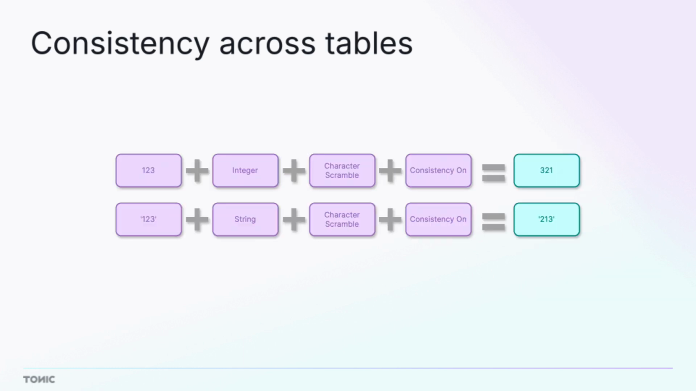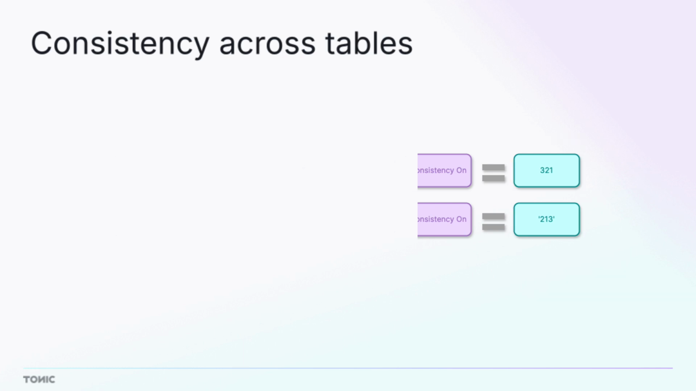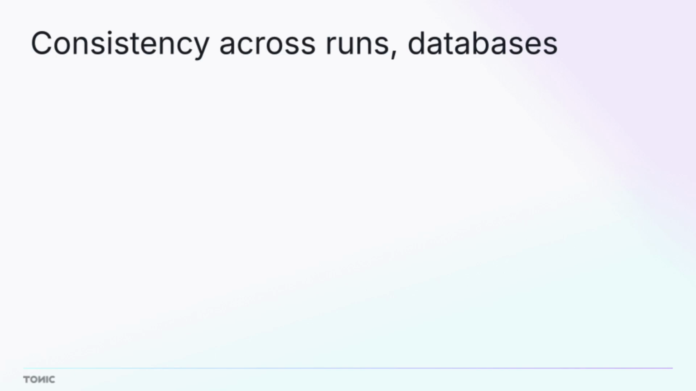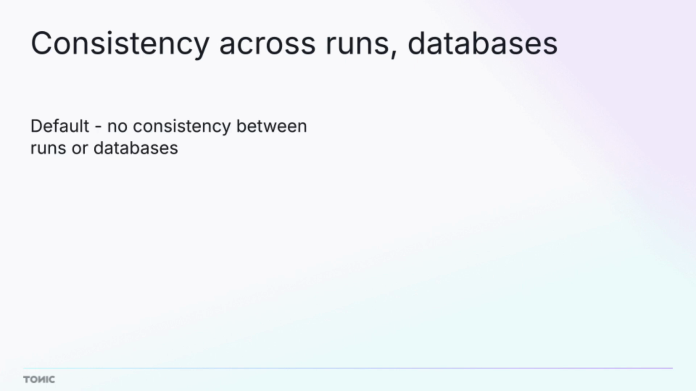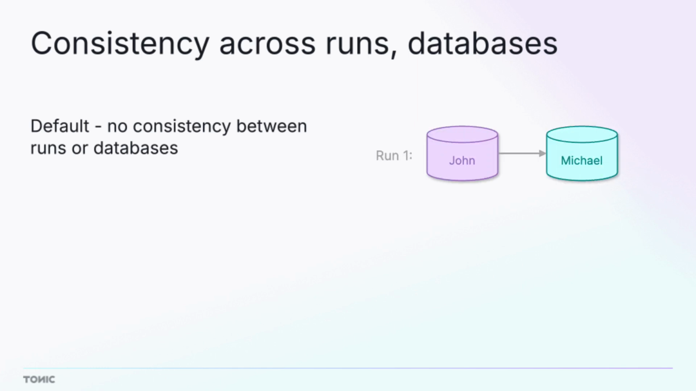However, if one column is an integer and the other is a string, the source value integer 123 and the string 123 do not result in the same destination value. By default, consistency does not apply across data generation runs or across databases. For example, in one run, the first name John becomes Michael. In the next run, the first name John becomes Peter.